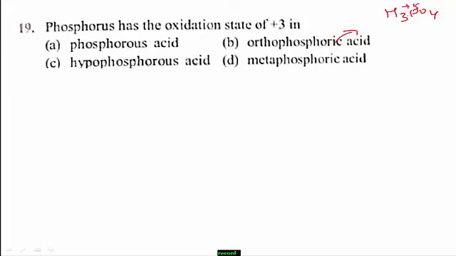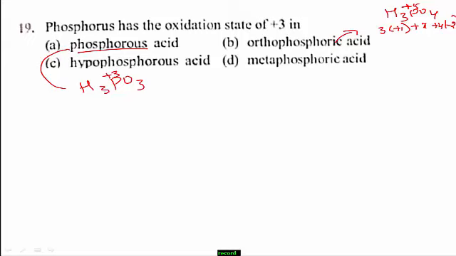Here phosphorus has the oxidation state of plus 5. Calculate yourself by taking 3 into plus 1 plus x plus 4 into minus 2. I think you have done problems like this, right? When you calculate, the phosphorus oxidation state becomes plus 5 here. But if you take phosphorus acid, what is the formula? H3PO3, phosphorus acid. Here phosphorus has the oxidation state of plus 3.